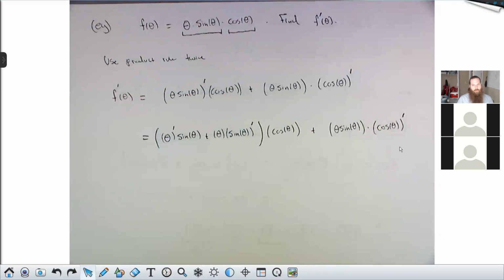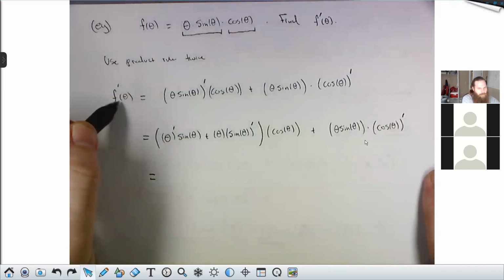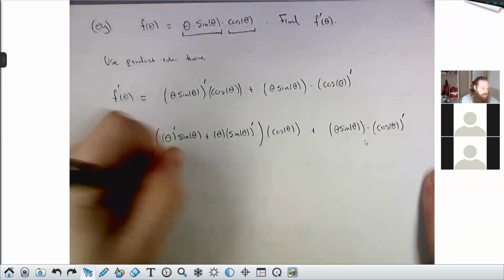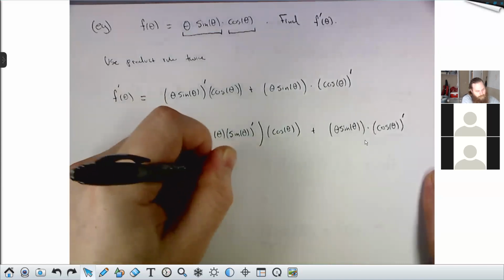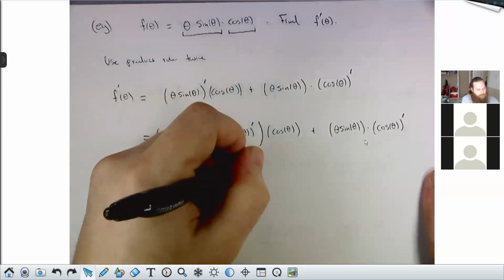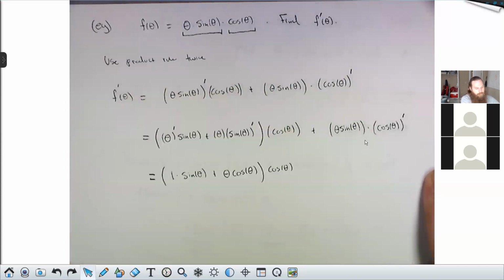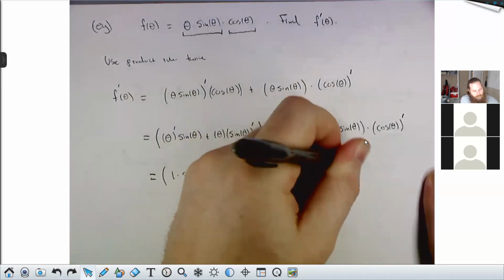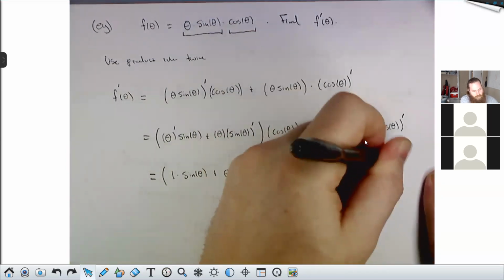Now I can plug in for all of these little derivatives. My variable is theta, so the derivative of theta is just 1. This is 1 times sine theta plus theta times the derivative of sine theta, which is cos theta. All of that is being multiplied by cos theta. Plus, here I have theta sine theta times the derivative of cos theta, which is negative sine theta.